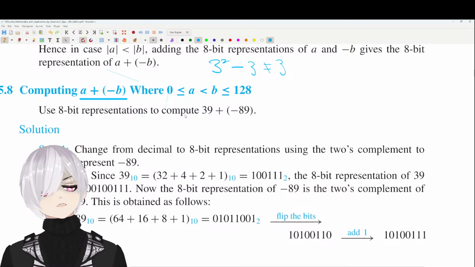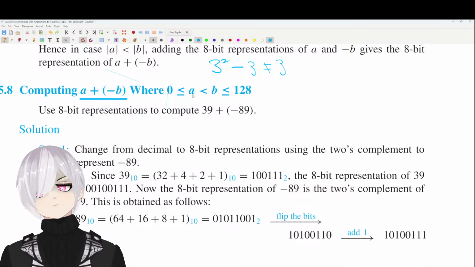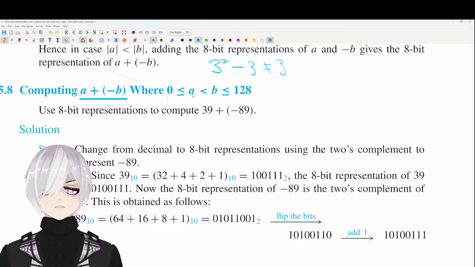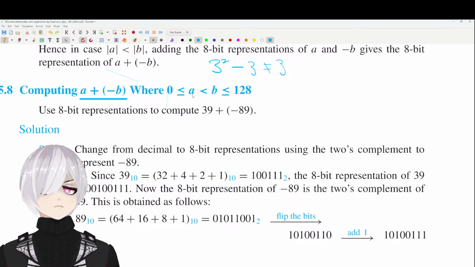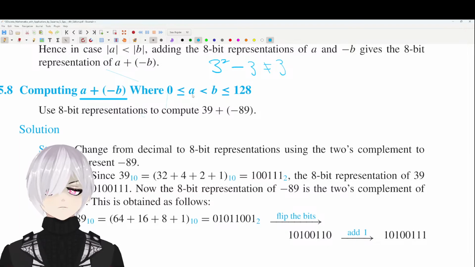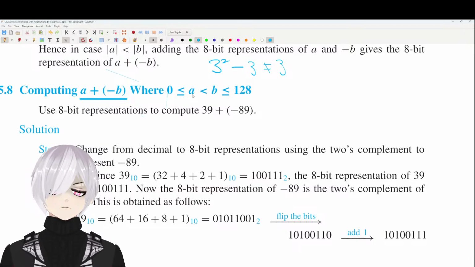Okay. A plus negative b, where a is less than b, and b is less than or equal to 128, but neither a nor b is negative, right? Yeah. They're both positive. But we have negative b, so that's how a negative one comes in there. So it's an example of something within the range that was being discussed in the previous part of the proof.